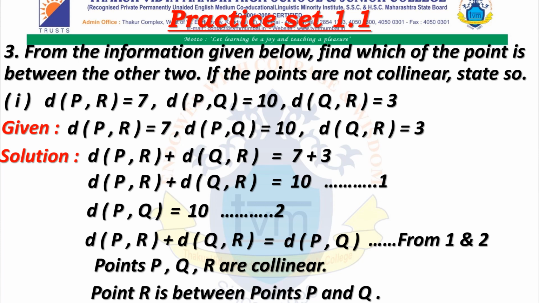Let's see how to know which point lies between the other two if they are collinear. Look at whether these two smaller distances, that is PR and QR, contain a common letter R, right? Common letter R. Therefore R is between P and Q.